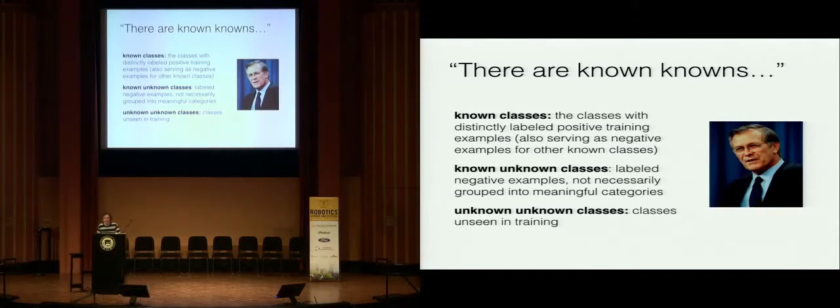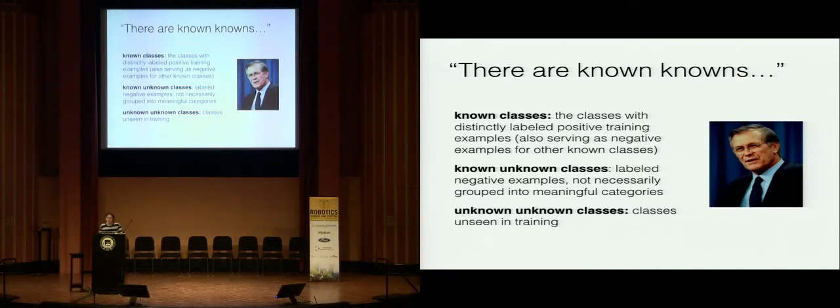And we can relate it back to machine learning in the following way. We have known classes. These are the classes with distinctly labeled positive training examples, which may also serve as negative examples for other known classes. We may have known unknown classes, which could just be negative examples that are labeled as negatives, not any specific class assignment. And then we have this troubling category of unknown classes. These are the things that are unseen in training.